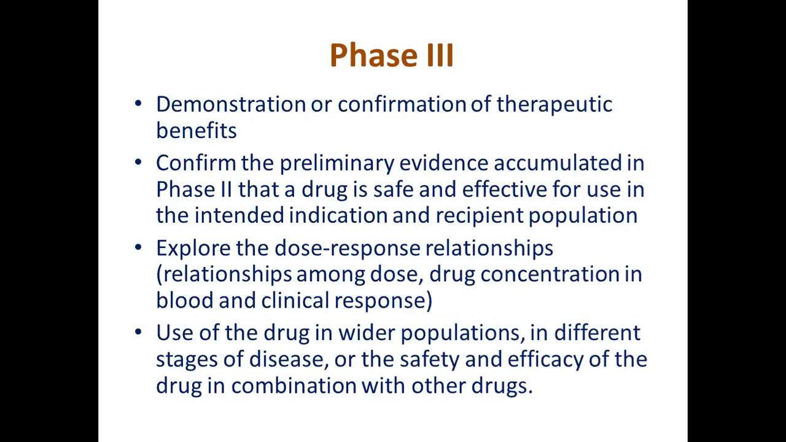It confirms the preliminary evidence accumulated in the phase 2 clinical trial that a drug is safe and effective for use in the intended indication and recipient population. Here we explore the dose-response relationships among dose, drug concentration in blood, and clinical response. And also we need to know the use of the drug in wider populations here, in different stages of disease, and the safety and efficacy of the drug in combination with other drugs also.